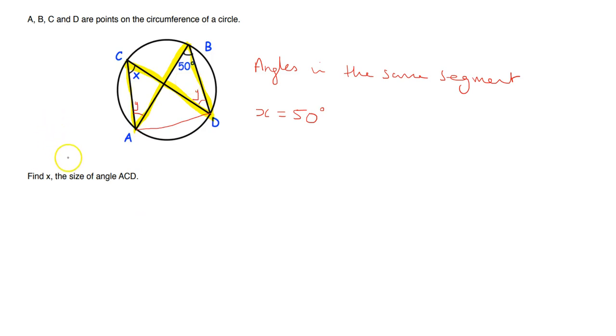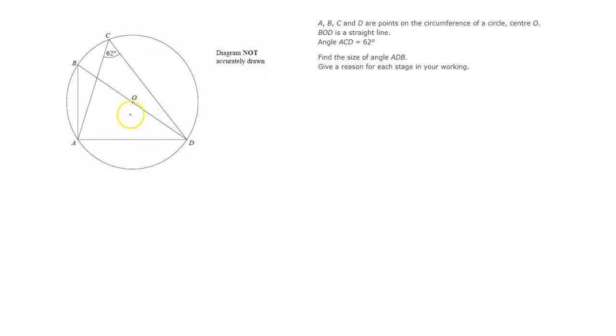So now looking at this in the context of an exam question, we have this circle here with these angles marked, and it says A, B, C, and D are points on the circumference of a circle where BOD is a straight line, so that's this line here. It says angle ACD is 62, find the angle ADB, so that's this one here, and give a reason for each stage in your working.